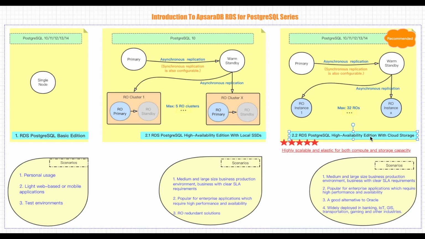By the way, High Availability Edition with cloud storage is also what we recommend for many scenarios. It's suitable for most critical businesses with clear SLA and high performance requirements in media and large organizations. And as many others use PostgreSQL as a great choice for Oracle migration, using RDS for PostgreSQL High Availability Edition with cloud storage, with its high availability features, is definitely a plus for enterprise-grade applications. It's now widely used in banking, IoT, GIS, transportation, gaming, and other industries.